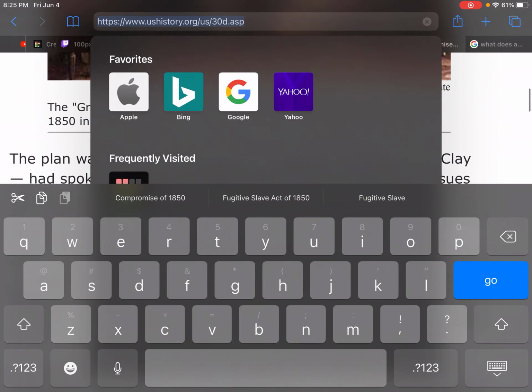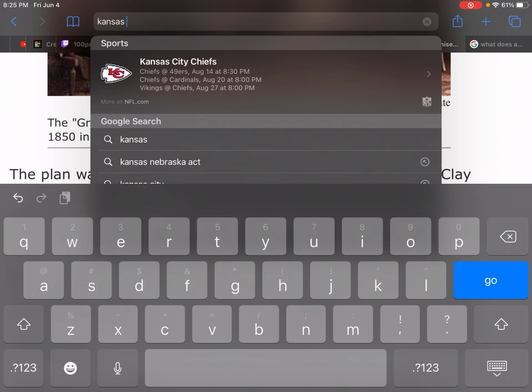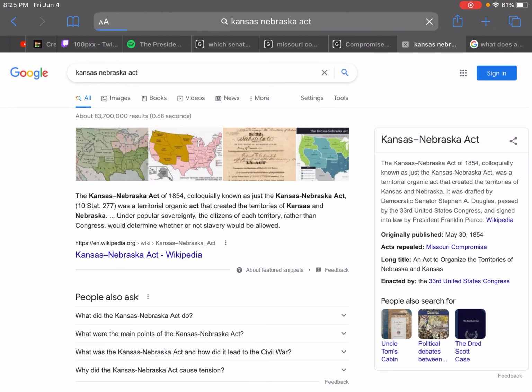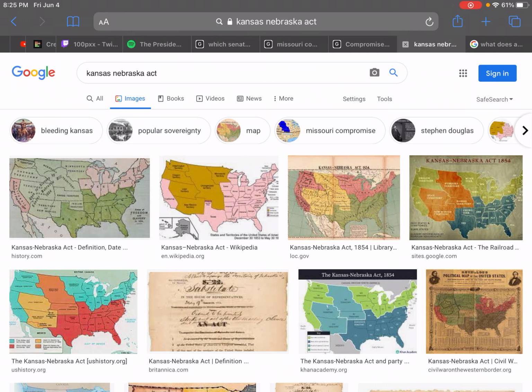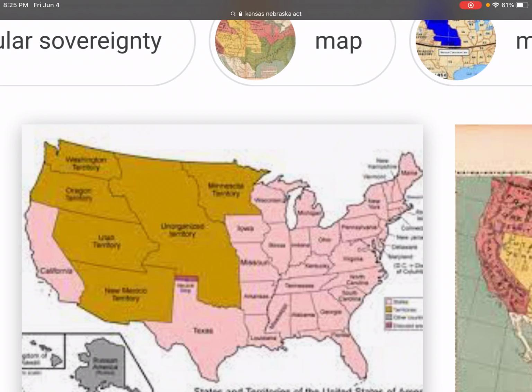So after this, I want to look at the Kansas-Nebraska Act. So the Kansas-Nebraska Act was proposed by Senator Stephen A. Douglas, very important guy. So he wanted to build a transcontinental railroad. He wanted to use his home state of Illinois, he wanted to use Chicago as a place so it can go from Chicago to California to build the transcontinental railroad.